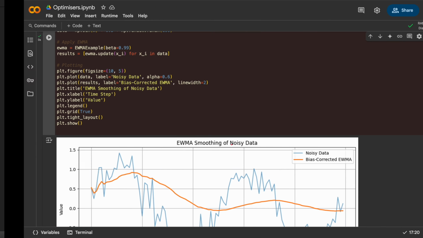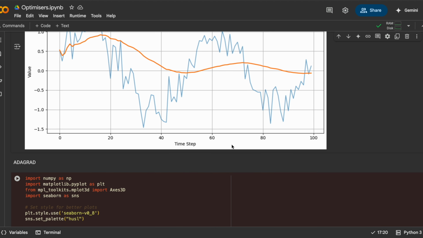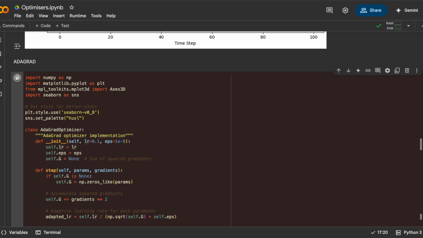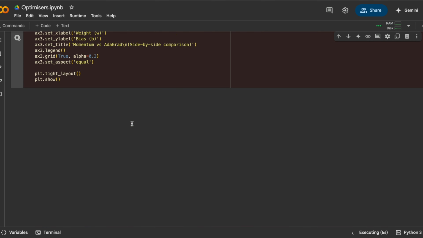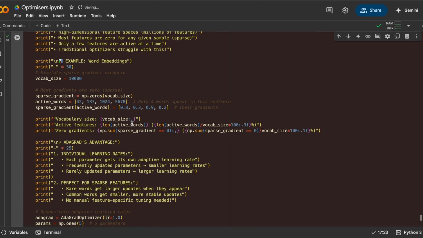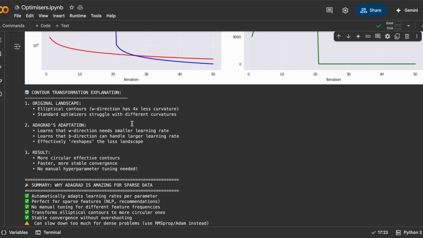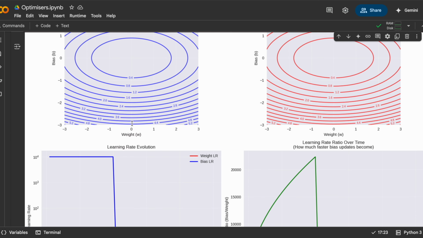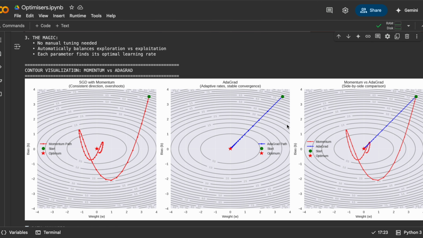I hopefully made this for a better understanding of what's happening behind the scenes. Let's give it some time to run. Did it run? Yes, it did. Just neglect that part. Contour shape transformation, circle to left. So let's explain what has happened.